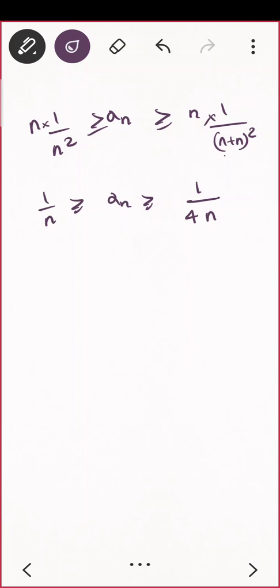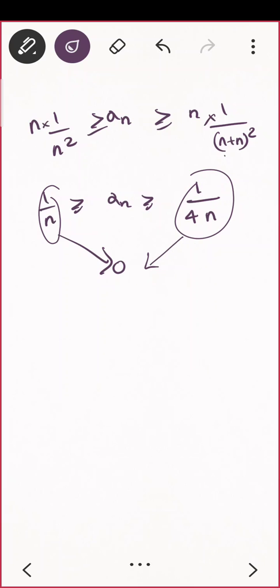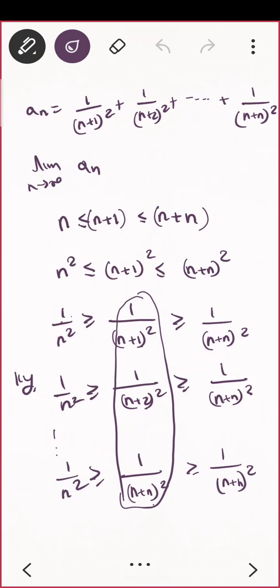And what can you say about this? This is also going to 0. This is also going to 0. So by sandwich theorem, can I say something? a_n will also go to 0. Goes to 0, meaning limit n tending to infinity of a_n is equal to 0. Is that clear to you? Is the solution clear? Think about it. Tell me.